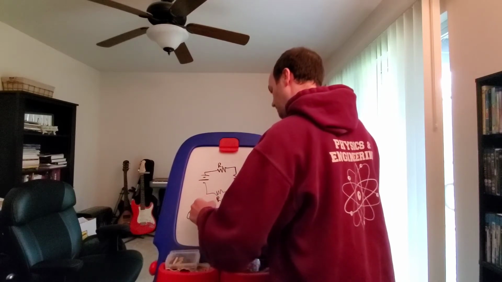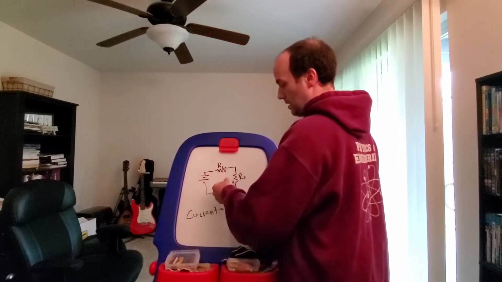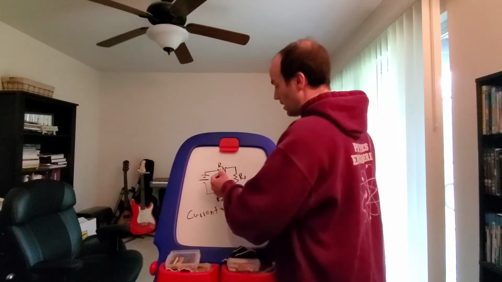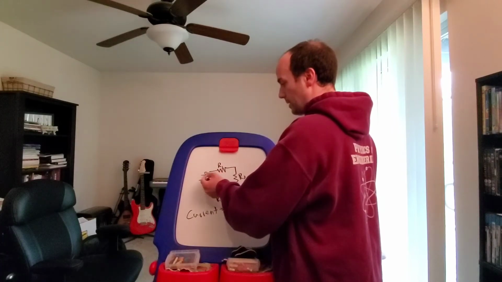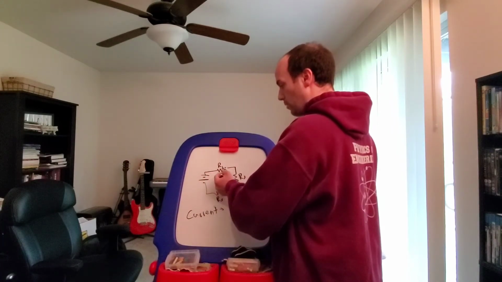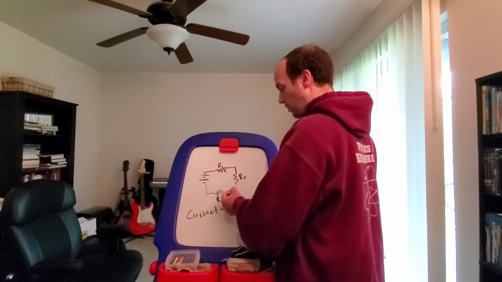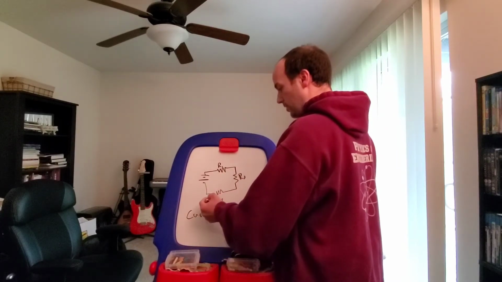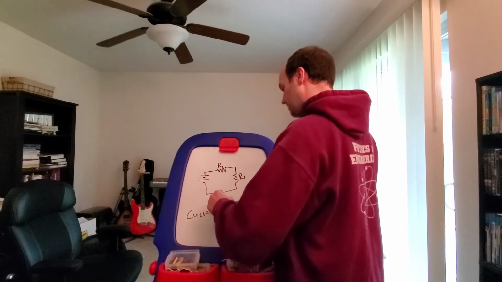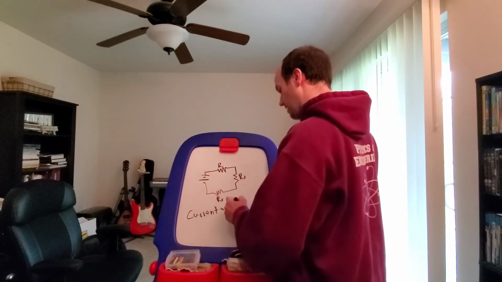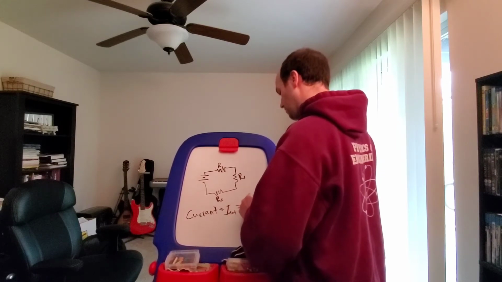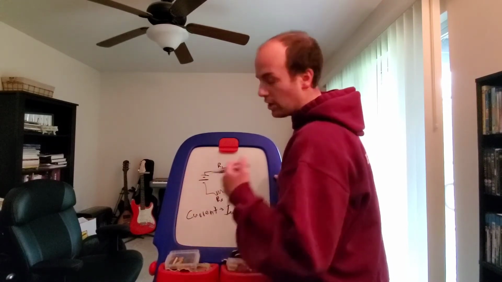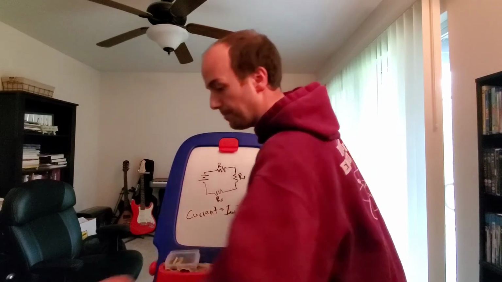Okay? Since the current only has one path, the current through each resistor must remain the same because it's got nowhere else to go, right? Current's coming out of the battery, it's being pushed along, it's all going to go through R1, it's all going to go through R2, and it's all going to go through R3, right? So the current in the circuit, the total current, is equal to the current through resistor 1, equal to the current through resistor 2, equal to the current in resistor 3, and so on and so forth, depending on how many resistors you've got. So that one is nice and easy.